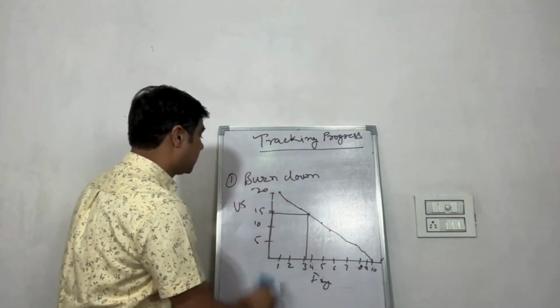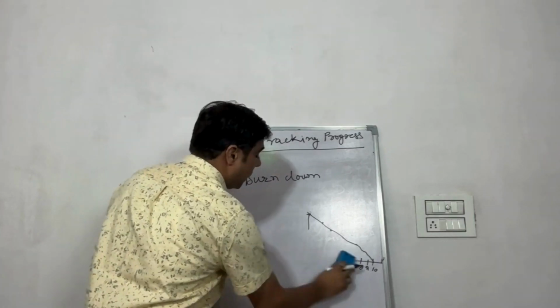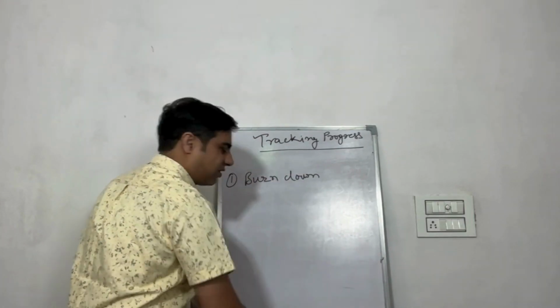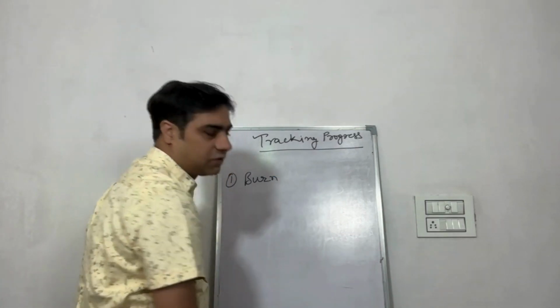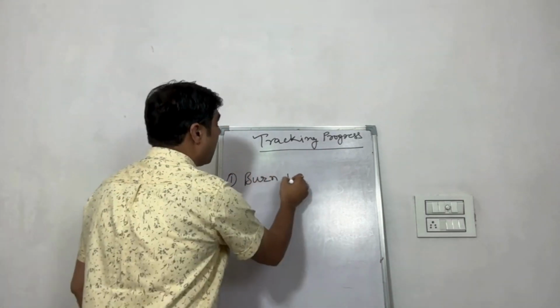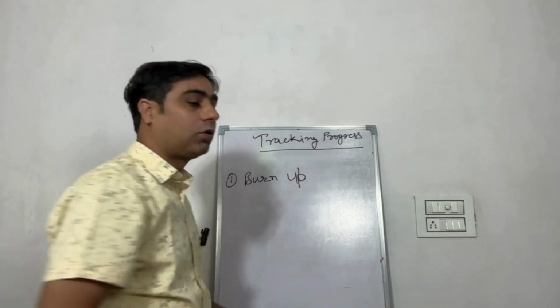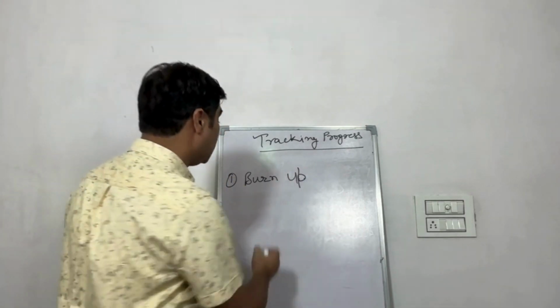Now let's discuss about burn up chart. See, burn down and burn up, if you track any one of them, that is also fine, but burn down is something like how much work is remaining, and burn up is how much work your team has completed in your sprint.